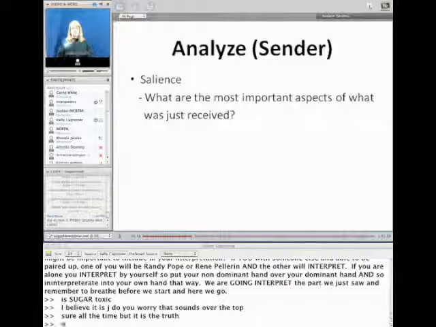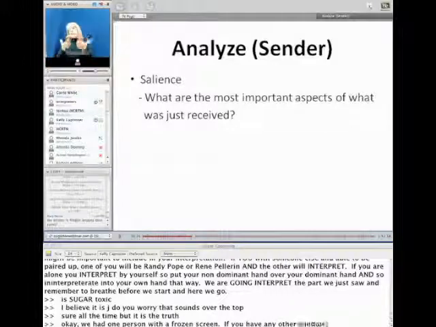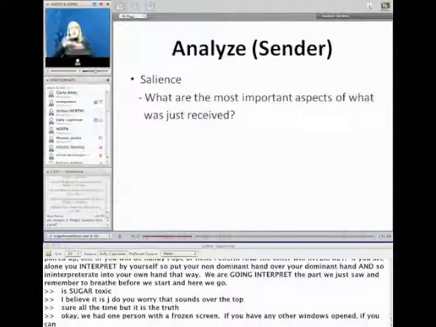Okay, we have one person with a frozen screen. If you have any other windows opened, if you can close any windows or programs other than the one you're in right now, that will help allow more space on your computer and hopefully prevent things from freezing up.